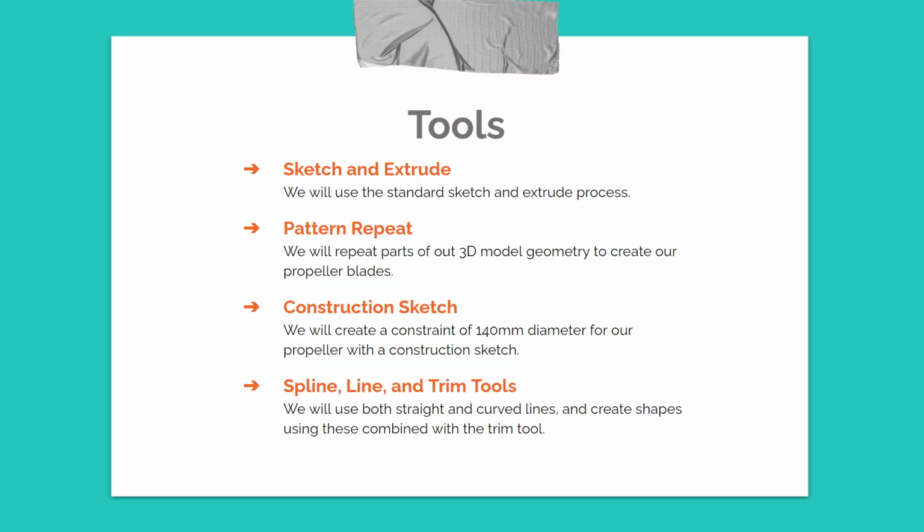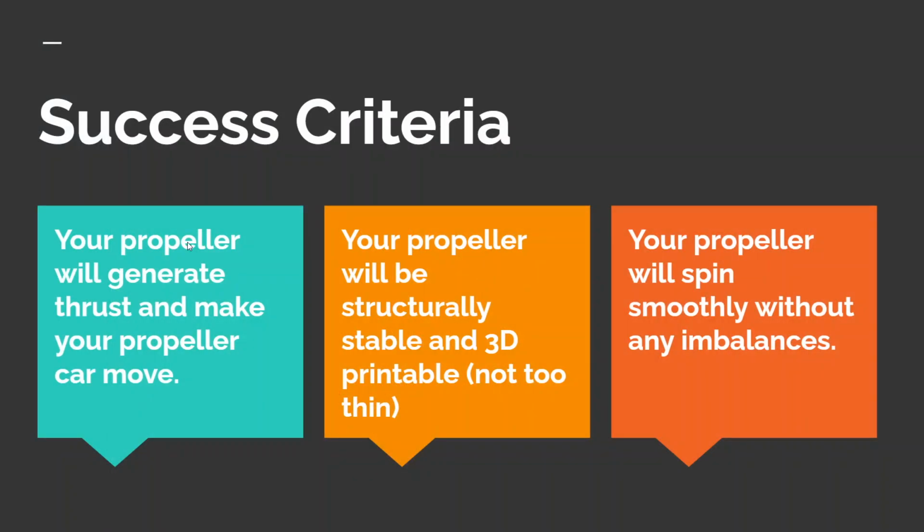This is going to be a lot more detailed in terms of the sketch tools that we use. So spline, line, and trim tools, which I've used in the last project as well, will all be up for use. So after we're done, to know you're successful, your propeller will generate thrust and make your propeller car move after you've laser cut it and put it together.